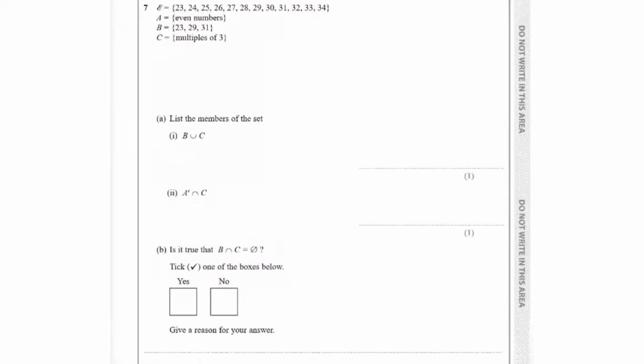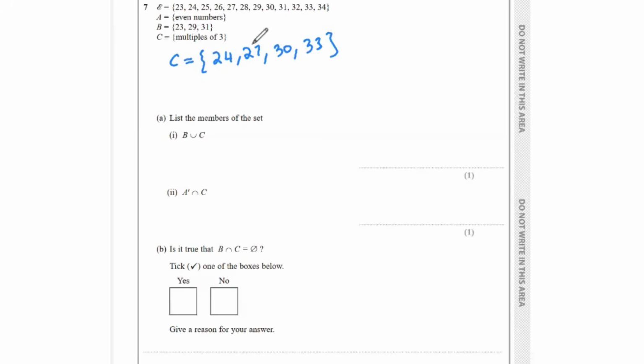Part B says, is it true that B intersection C is a null set? So B intersection C. C was 24, 27, 30, and 33. So if we compare B and C, we can see that there's no element common. When there's no common element, that means it's a null set. It has no elements. So yes, there is no common element between B and C.